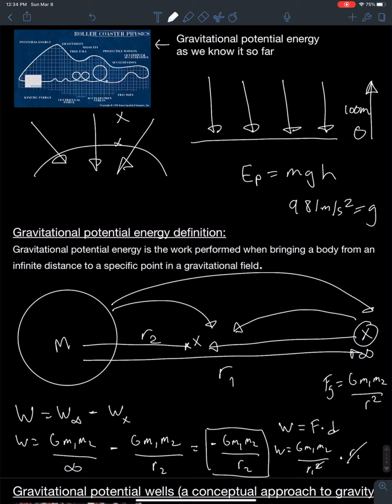So that is the formula to be able to calculate the work I'd have to do to place an object at any point. I just have to plug in the distance from the center of the object as R2 on the bottom there, and I'd be able to calculate the work that I'd have to do to bring an object from infinity to that point.